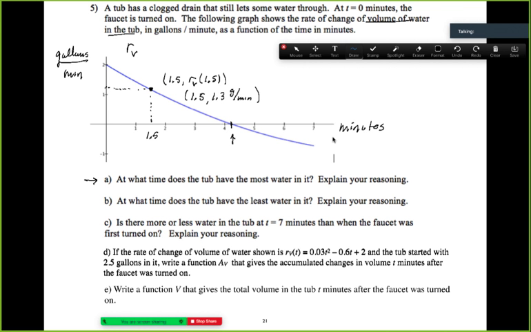Selling my bath water. What's that? By scooping it out. Okay, scooping it out. So let's go back to this scenario.